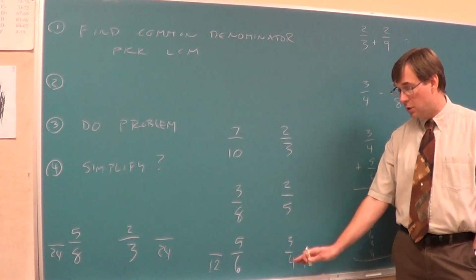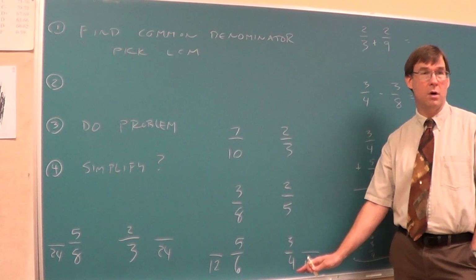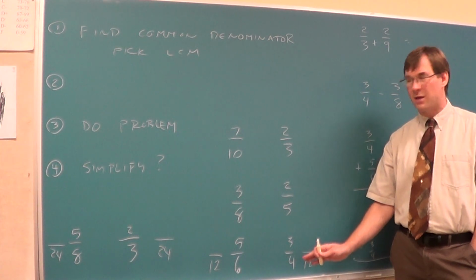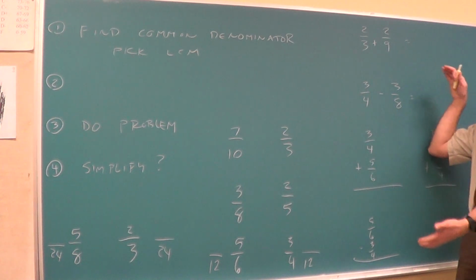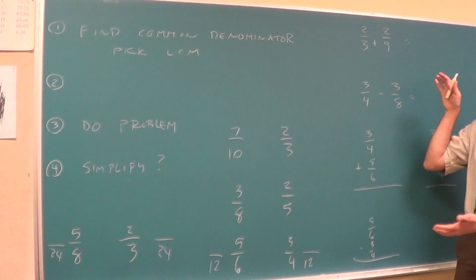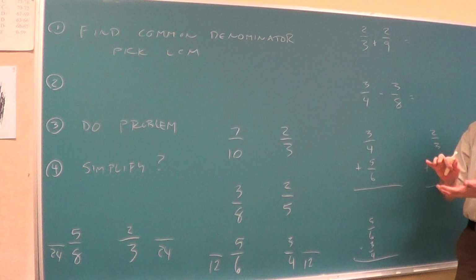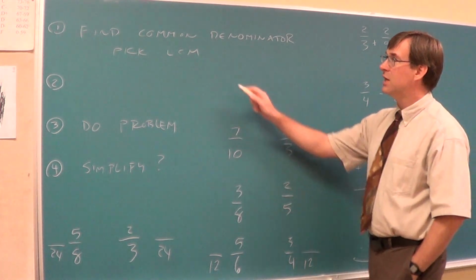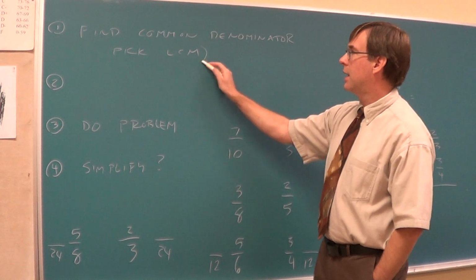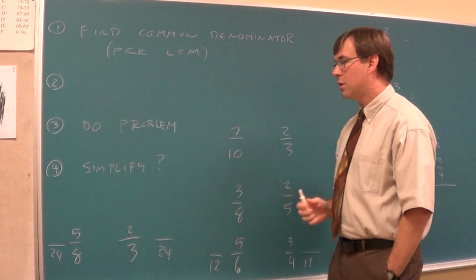Could you still get the question right by using 24? Yes, but you might make life harder on yourself. For adding and subtracting, if you go too big to begin with, what do you have to do later? Simplify. So if you go simpler in the beginning, it can save you a little bit of bother later. But job one is pick the LCM. That helps you find a common denominator.